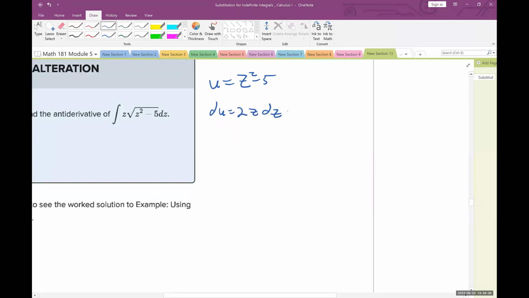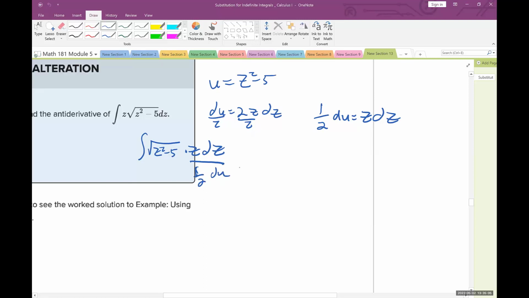Now, if you look at what we have here, I'm going to rewrite this to make it a little more user-friendly. Integral of the square root of z squared minus 5 times z dz. I have a z dz, not a 2z dz. So it's not exactly like it should be. Are we out of luck? No. Because we have constants like that that aren't where we need them to be, we can make things as we need to. We can divide both sides by 2, and we could say 1/2 du equals z dz. So this can be replaced with a 1/2 du instead.